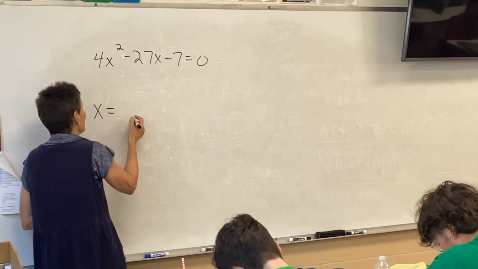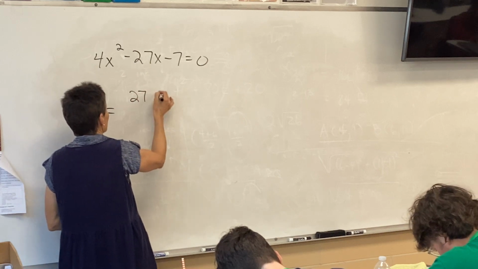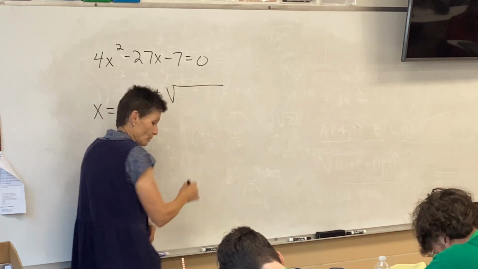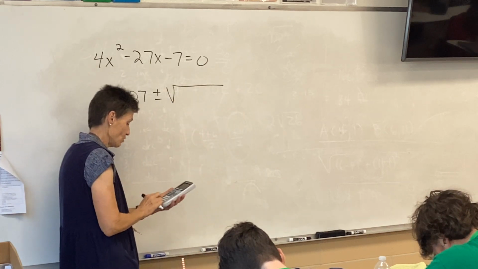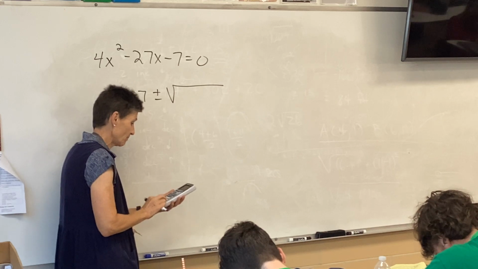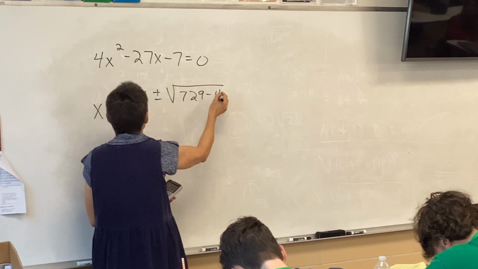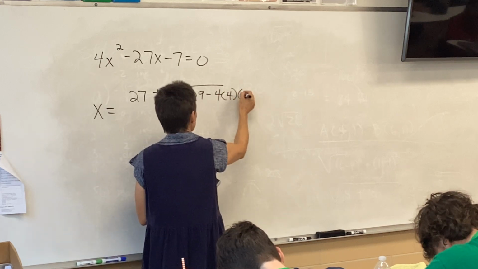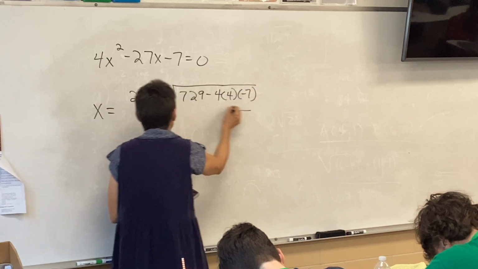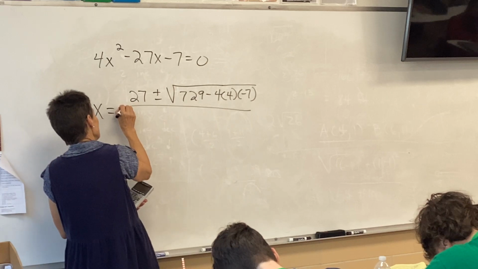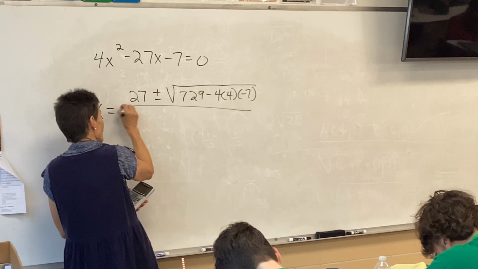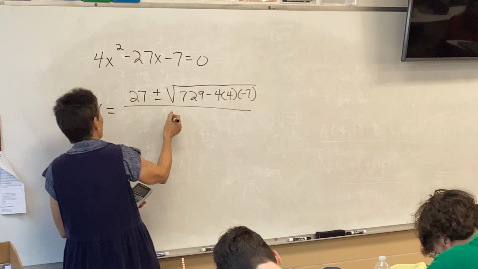Here we go. X equals negative b plus or minus the square root of b squared, which is 729, minus 4 times negative 7, all over the whole shebang, over 8 to 8.